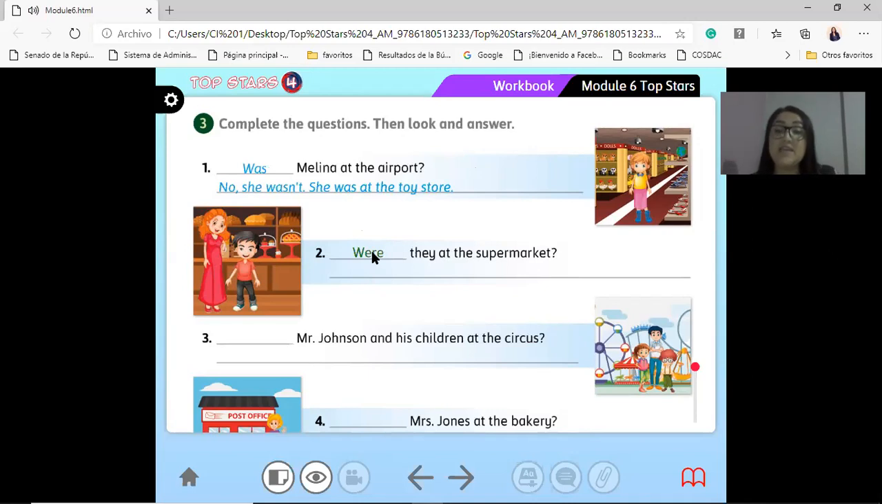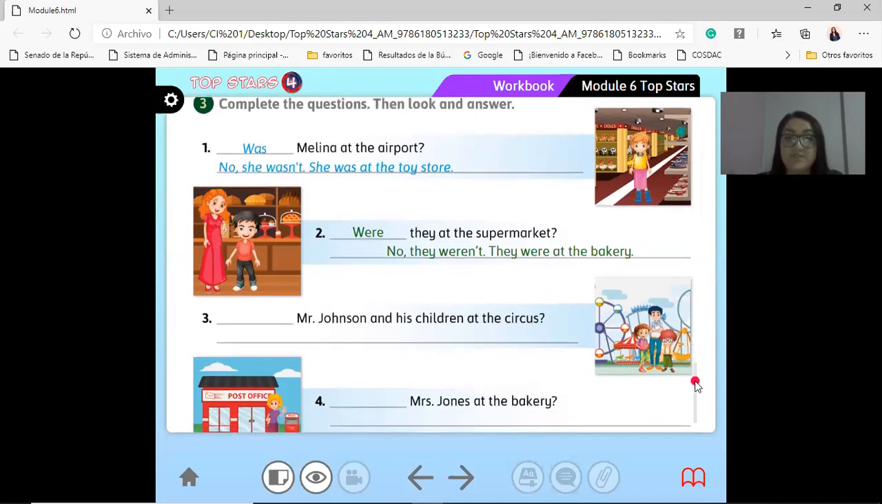Were they at the supermarket? ¿Estaban ellos en el supermercado? No, they weren't. No, no estaban. They were at the bakery. Ellos estaban en la panadería. Very good. Copy your answers.